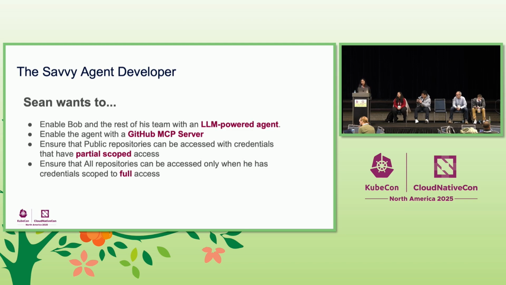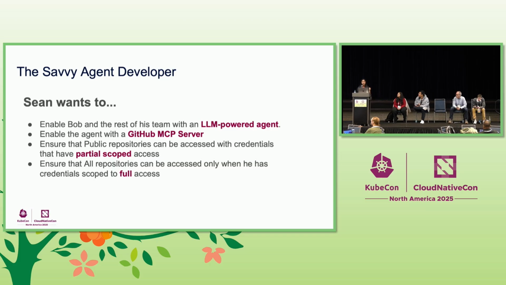So Sean understands Bob's pain. He has experience building agents and connecting them with an MCP server. So he wants to begin to enable Bob. And the way he can do this is to first start by building and deploying an agent that can connect to a remote-hosted GitHub MCP server. So this is what Sean wants to do.